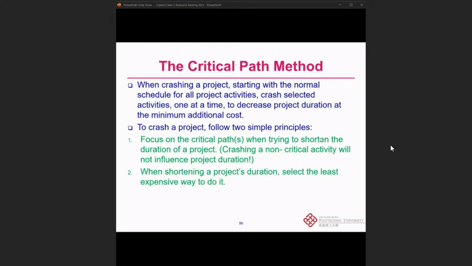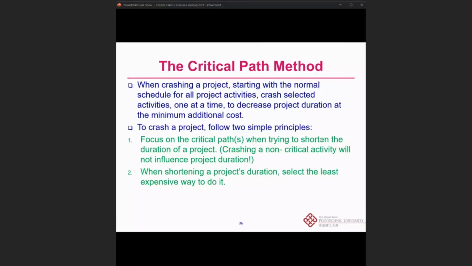Okay, so when crashing a project, starting with the normal schedule for the project activities, the crasher selects activities one at a time to decrease the project duration at the minimum additional cost. So to crash the project, we can follow two simple principles. This is the thing that we really need to pay attention to. So what is the rule that we should follow? The first one is to focus on the critical path.